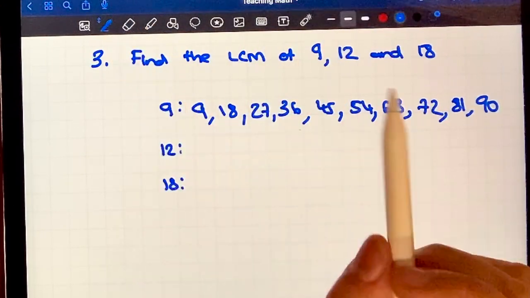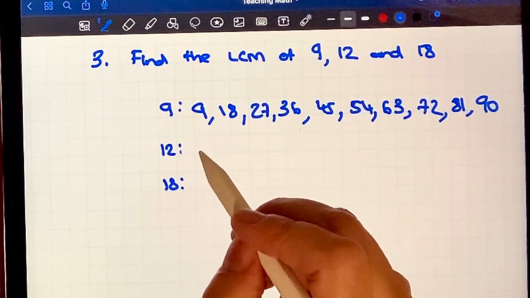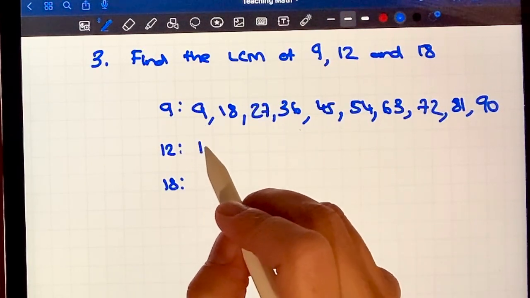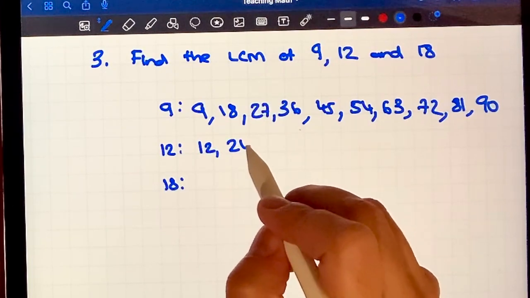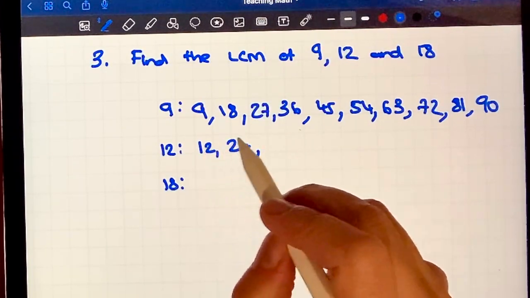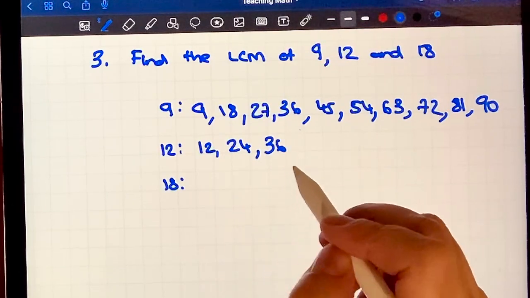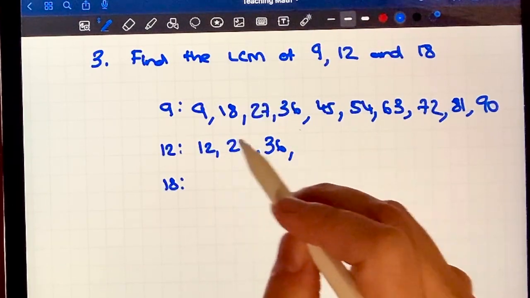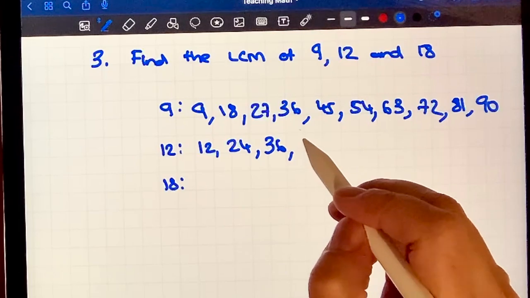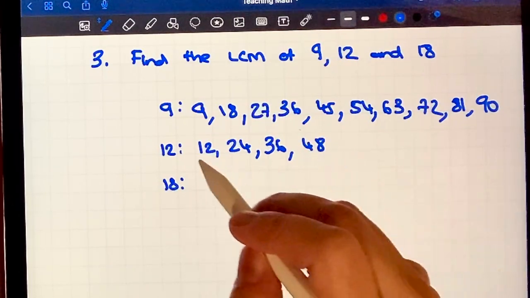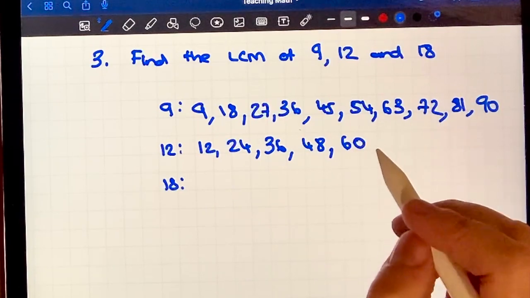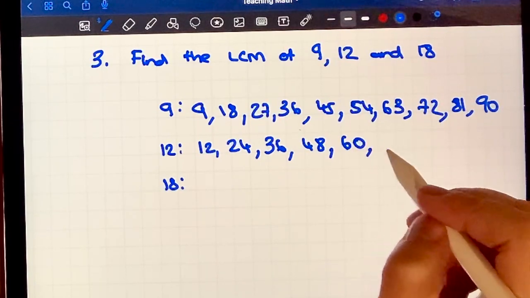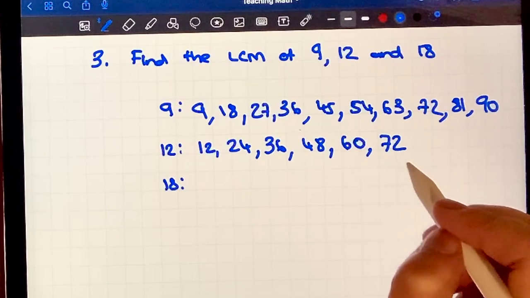So 12 times table. So 1 times 12 is 12. 2 times 12 is 24. 3 times 12 is 36. 4 times 12 is 48. 5 times 12 is 60. 6 times 12 is 72.